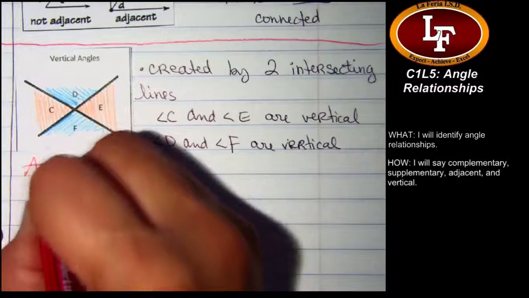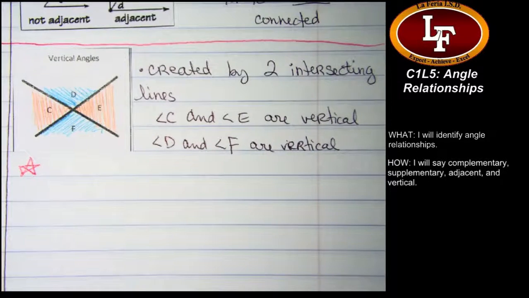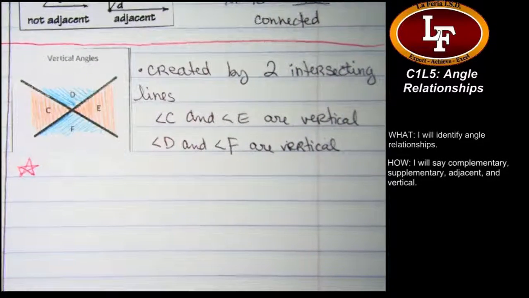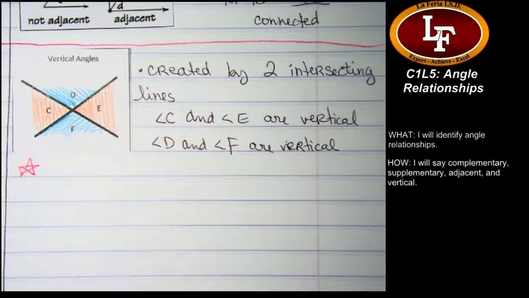I have one last comment to make about vertical angles. Look at C and E. What appears to be true? That they're vertical. They definitely are vertical, and you're exactly correct. But what else, just by looking at it, might be true?